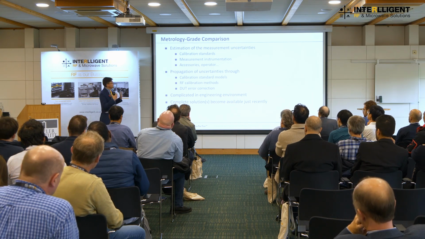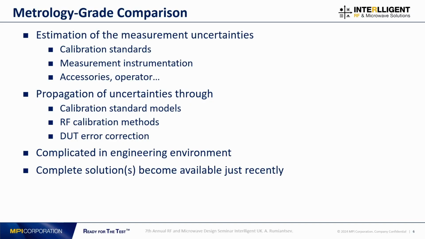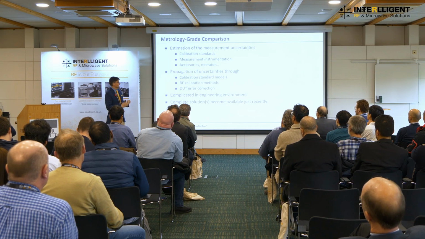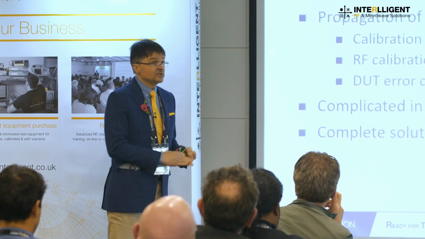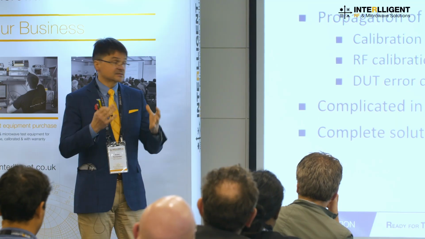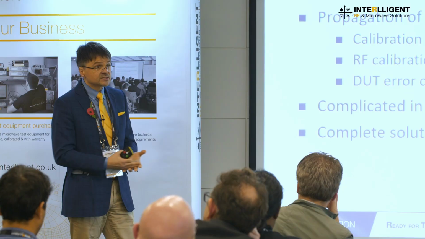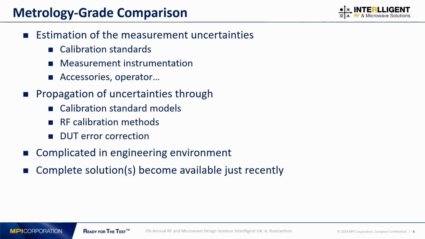All right. So metrology rate comparison is a complicated topic. First of all, we need to estimate all the measurement uncertainties related to our measurement method, measurement setup, and the instruments used for it. For calibration standards, when we calibrate the system, because we cannot measure uncalibrated data, measurement instrumentation, different vector network analyzers have different hardware architectures, so results are different. Accessories involved in the measurement setup, operator impact, I mentioned already, it's complicated.